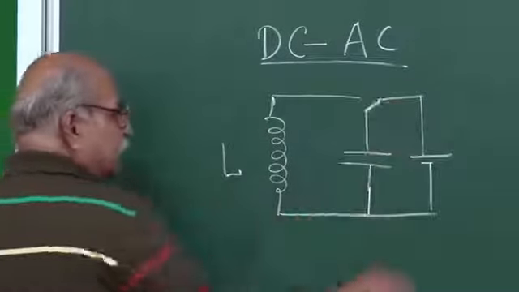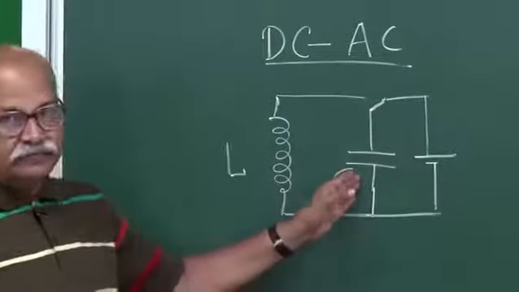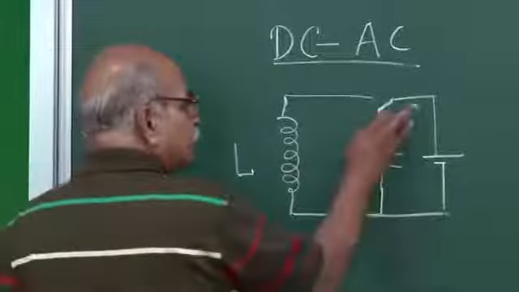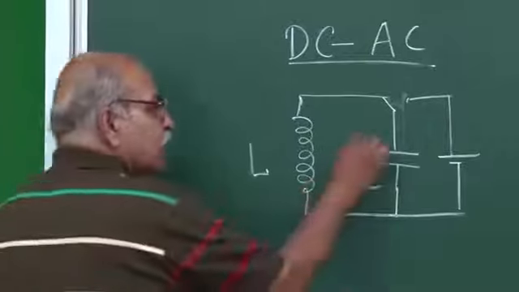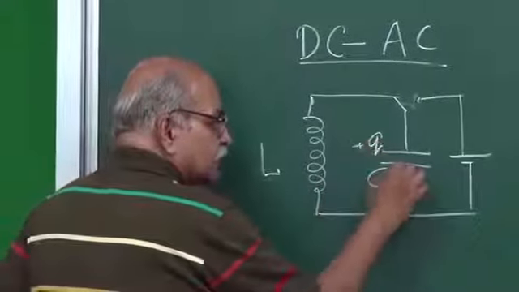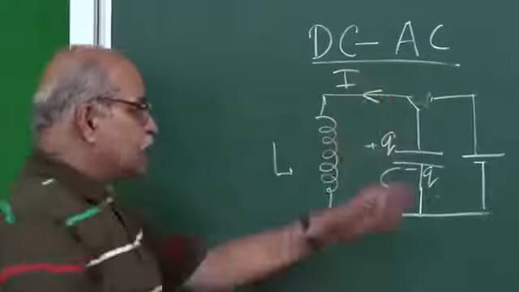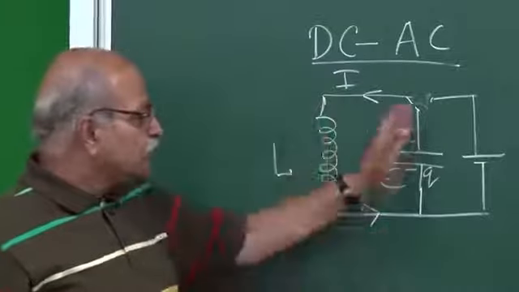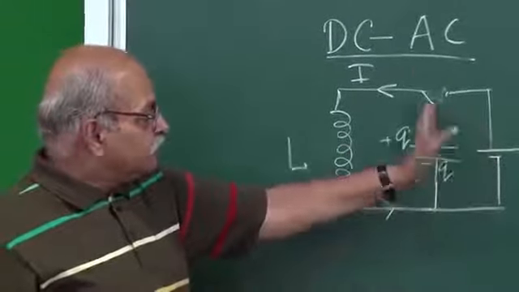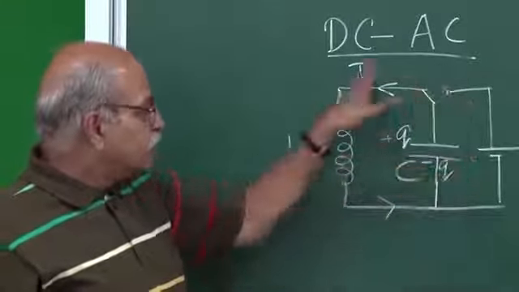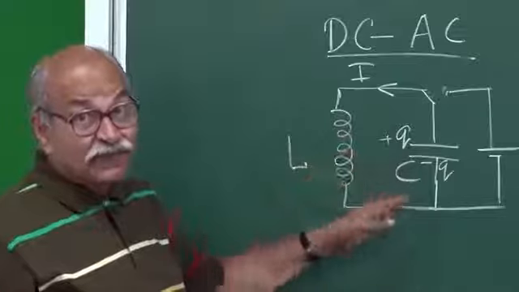If I join it here, the capacitor C is charged. Then if I remove it from here and connect it here, this charged capacitor, which already has a charge, plus Q here and minus Q here, will send a current. So that is your LC circuit. After charging through the battery, we disconnect it, and here you have a current, and this current oscillates at a particular frequency.